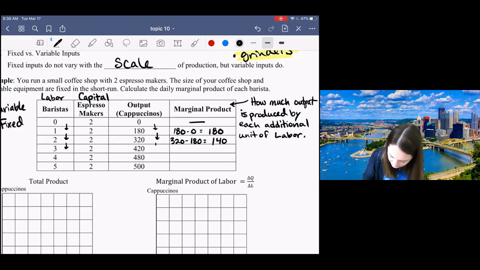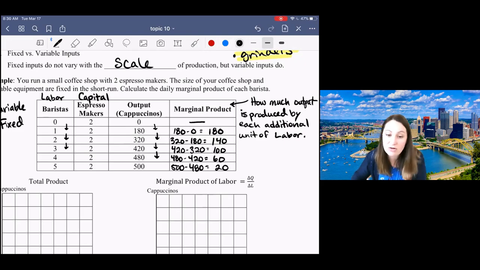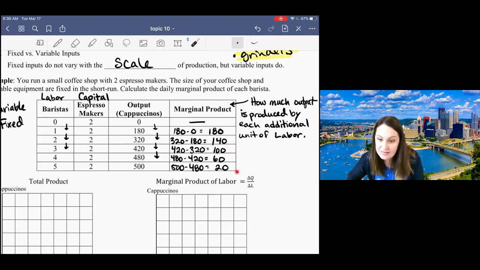We're going to just do the same thing here as we move down the table, subtracting our previous total output from our total output to get the marginal product of each worker. The fourth worker increases output from 420 to 480, which is 60 additional cappuccinos. What you'll notice here is that marginal product is decreasing as I hire more workers.